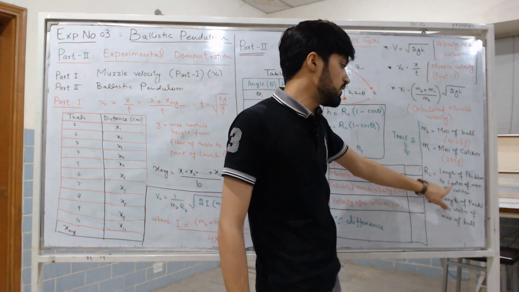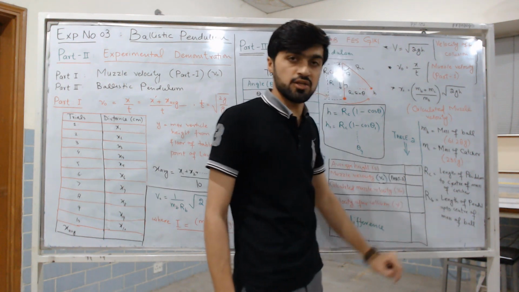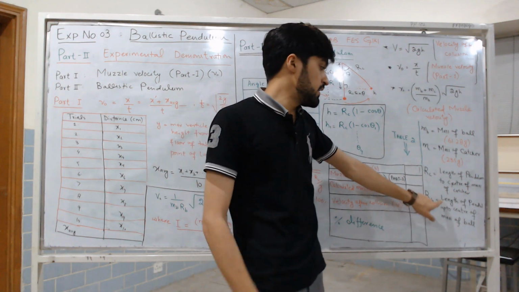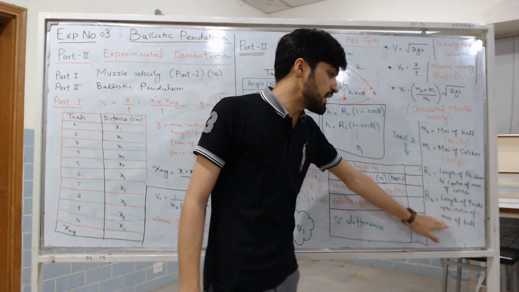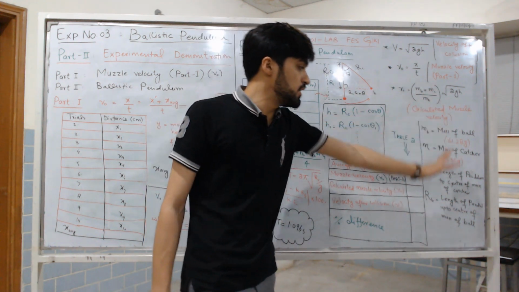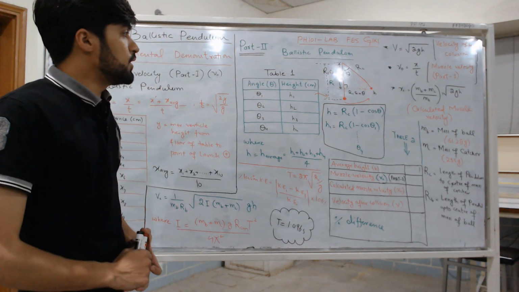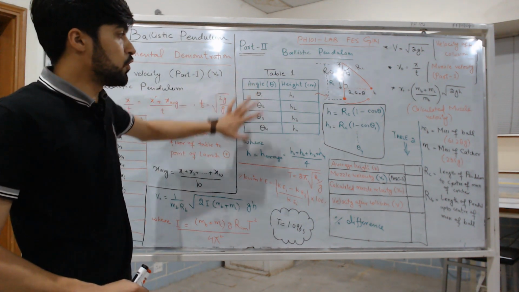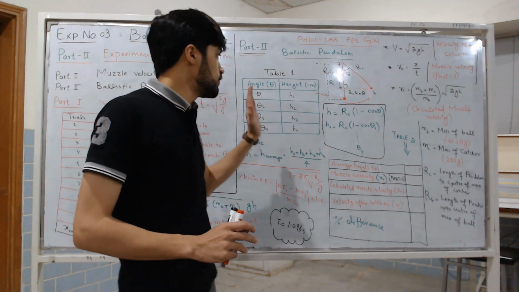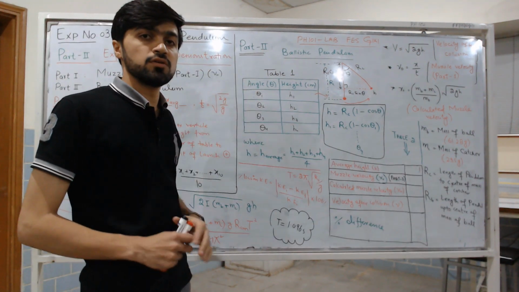So rc is the length of the pendulum to the center of mass of the catcher, and rb, as we have calculated, is the length of the pendulum up to the center of mass of the ball. So first you need to calculate these things as we did. Now what we will do, we will first find 4 trials. In order to fill table 1, you need 2 things.